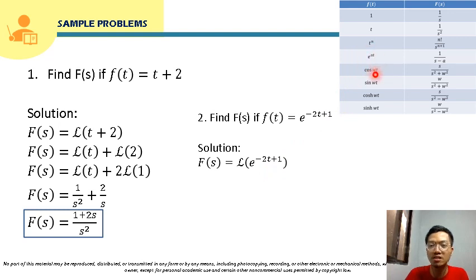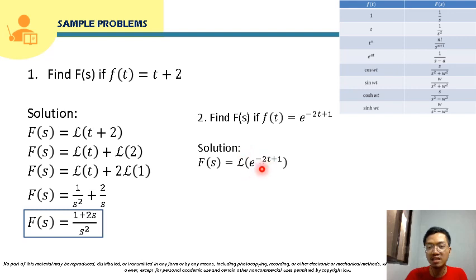But the problem here is that the exponent for this exponential function should be just a times t. In this case, it is not just a times t, because we have here plus 1.